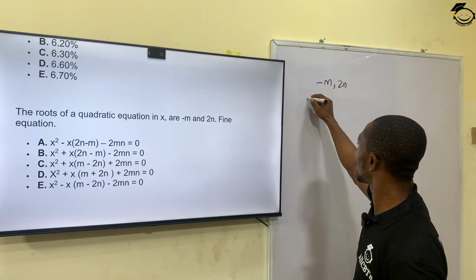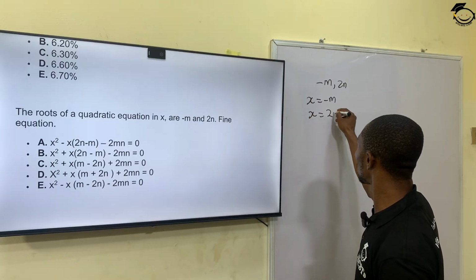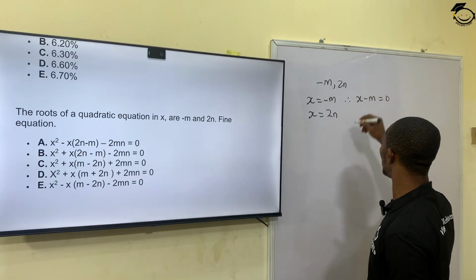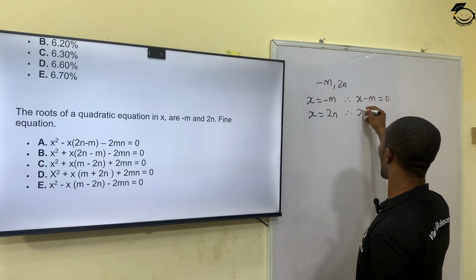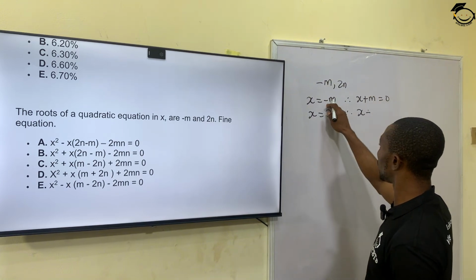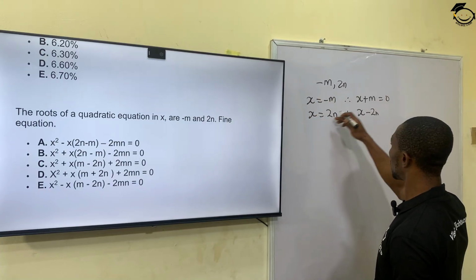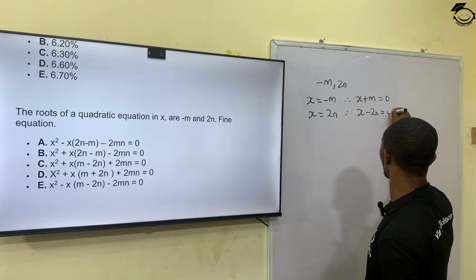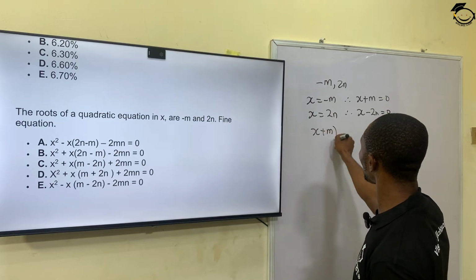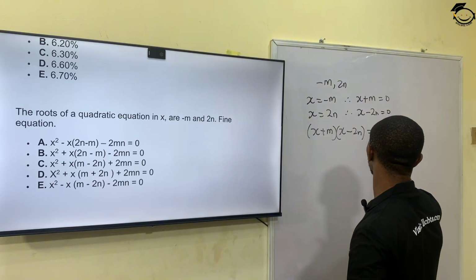Now, this is x equals minus m and x equals 2n. So therefore, x plus m equals 0, because negative crossing over becomes positive, and x minus 2n equals 0, because positive crossing over becomes negative. Now bringing these two terms together, (x plus m)(x minus 2n) equals 0.